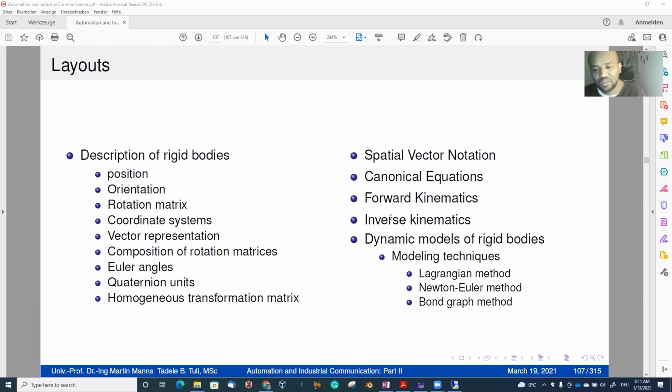And then what are spatial vector notations? For example, if we have to do a model with a Newton-Euler equation, then how do we make a canonical equation which could apply to every joint? So then we see this. Then we will see also forward kinematics and inverse kinematics, and then finally we will see dynamic models with the two typical model approaches, which are the Lagrangian and the Newton-Euler approach. These are the most frequently used modeling approaches.